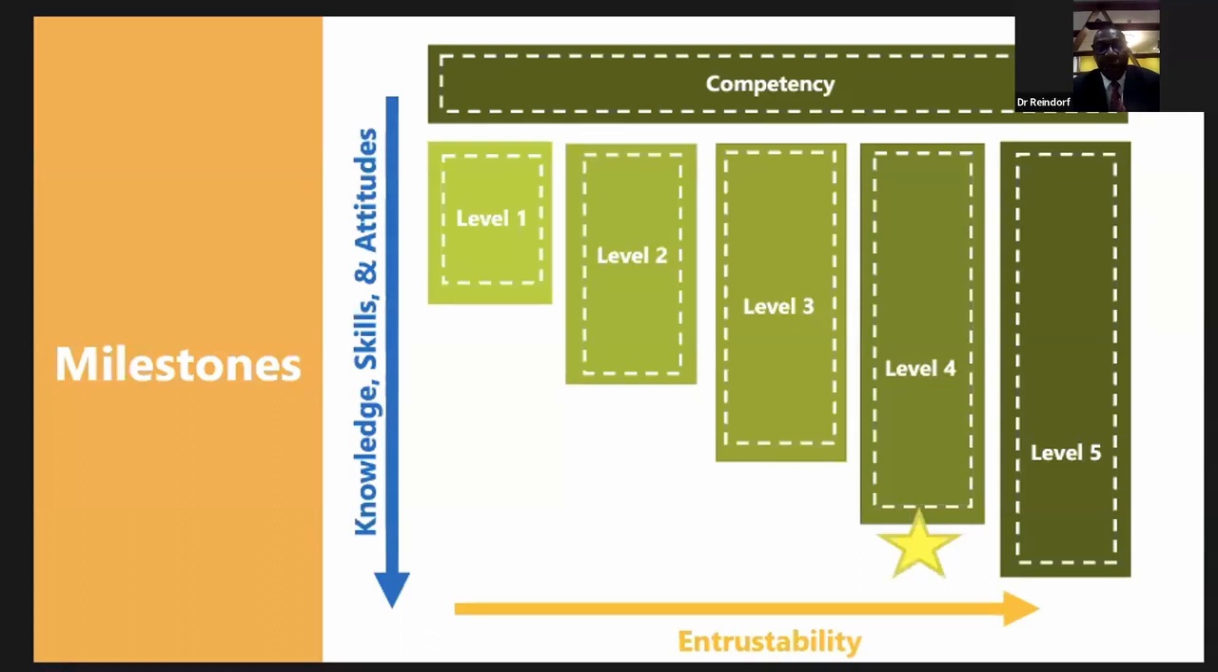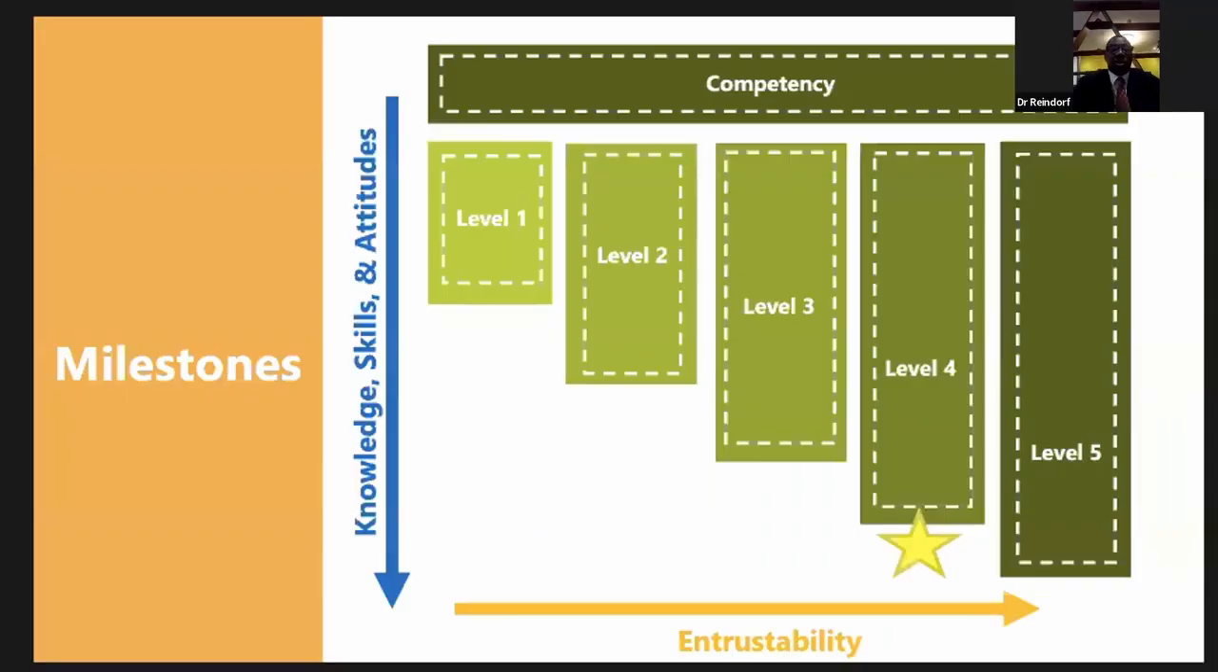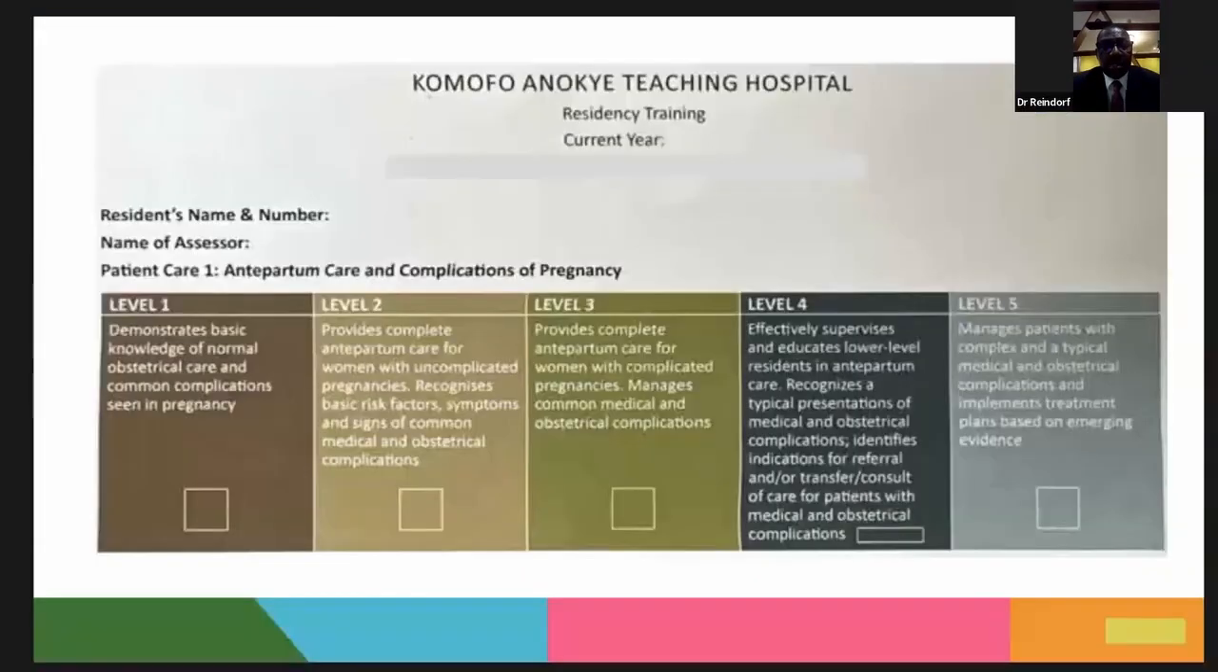And at level 4, I think you are looking at proficiency, and entrustability has gone up. And probably at that point, the trainee can be left alone with safety. And level 5, this is an expert you are talking about. And as you move across, your knowledge, skills, and attitudes will be building up.